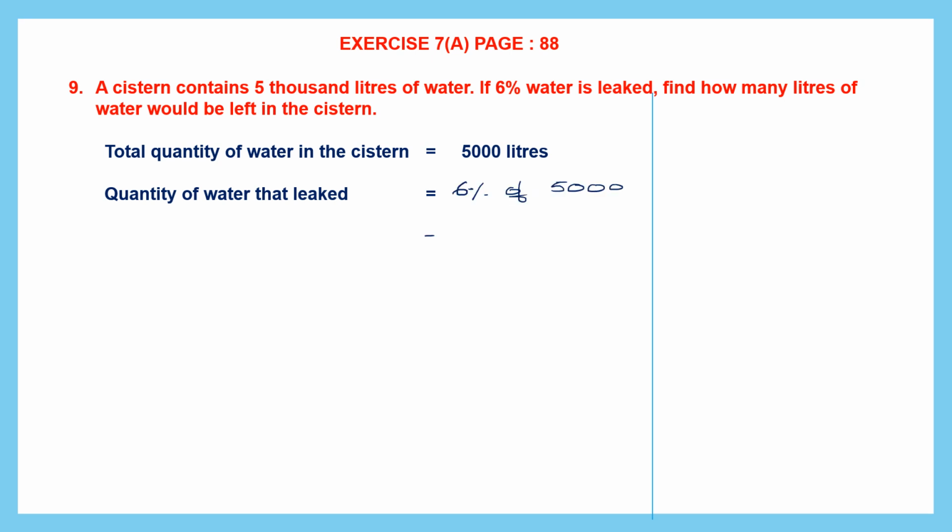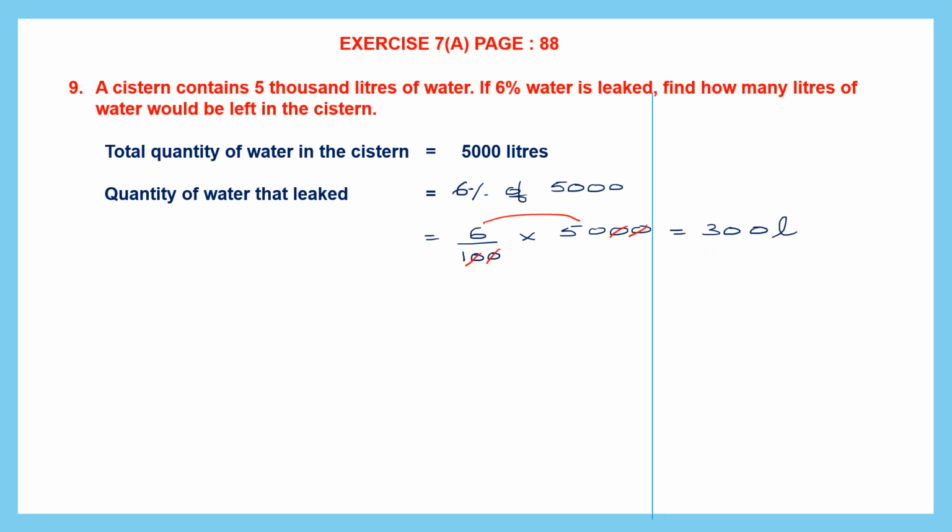So this will be 6 by 100. 6% means 6 by 100 of, that is into 5,000. Now we can cancel. There are two zeros here that we can cancel and two zeros here. Now let's multiply the numerator 6 into 50. So 6 fives are 30 and we have a 0. So that's 300. So quantity of water that leaked is 300 liters.